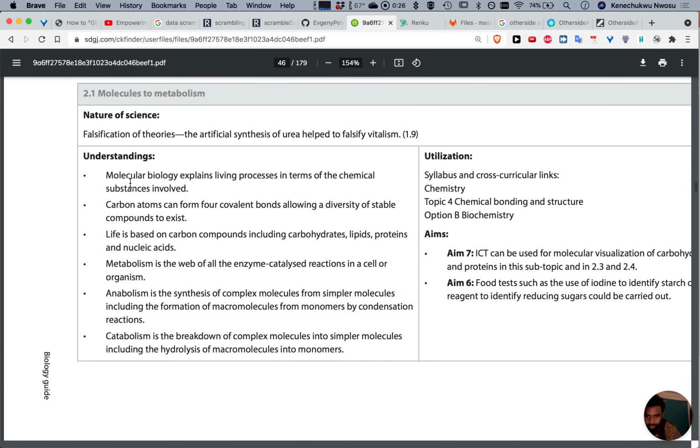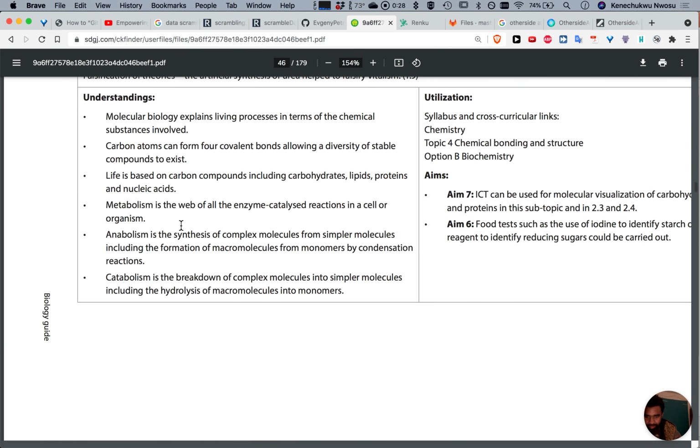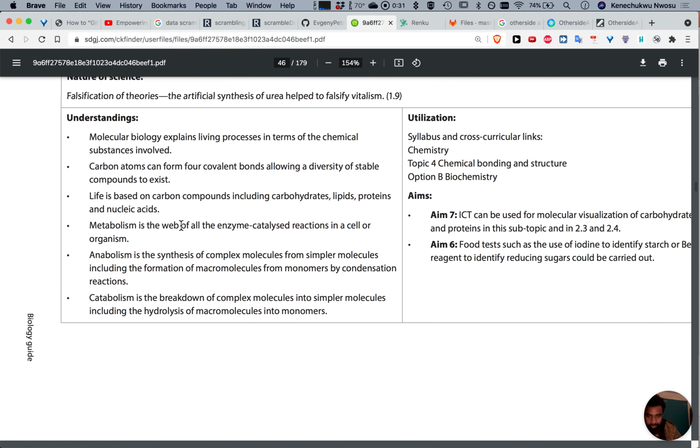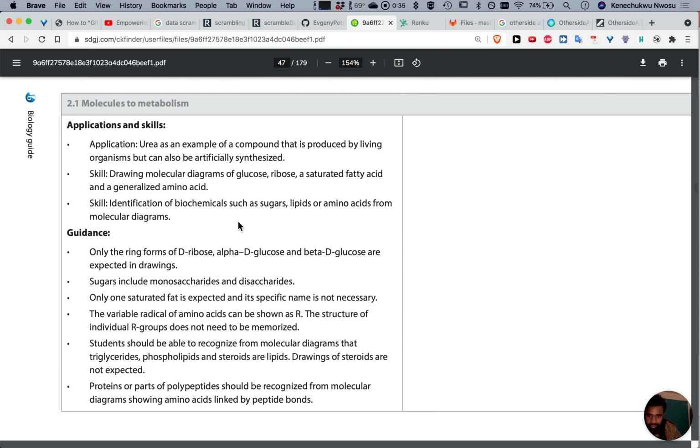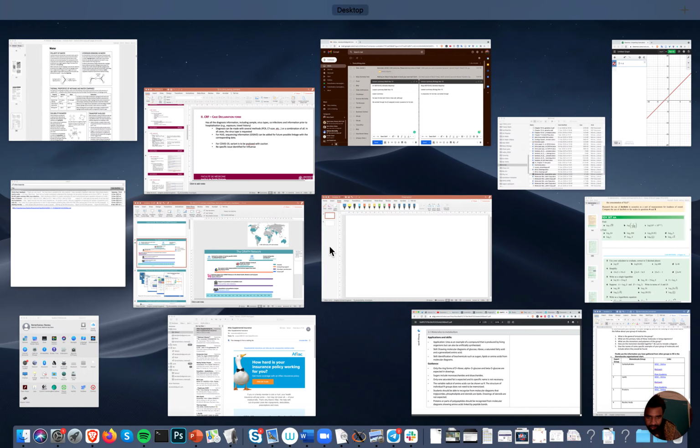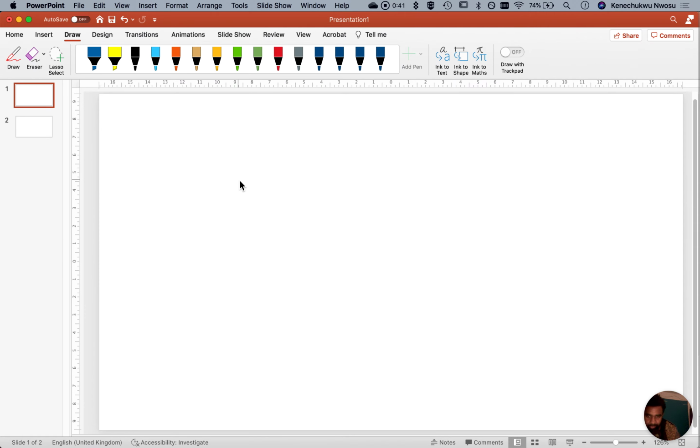But indeed, you're supposed to start it in 2.1. So there are some things that we haven't covered as a result. For most of it, you can watch some videos online, and they cover it quite well. But here specifically, I'll teach you how to draw ribose and glucose because those are quite tricky, and that's the main thing we'll cover in this video.